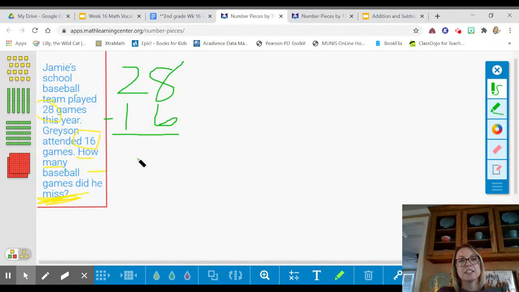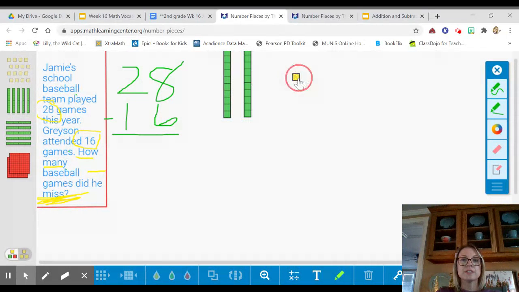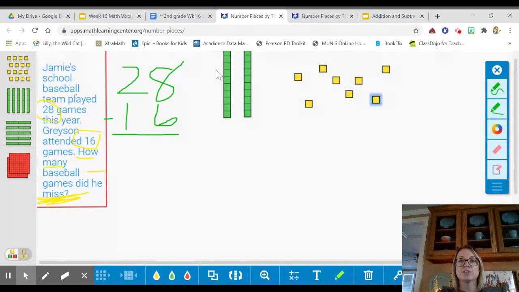I'm going to use the base 10 model to solve this problem. So I'm going to look at my big number, 28, and I'm going to build it. 2 is in the tens place, so I know I need 2 tens. And then I need 8 ones. 1, 2, 3, 4, 5, 6, 7, 8. Okay, boys and girls, so I have built 28. I have built my top number.